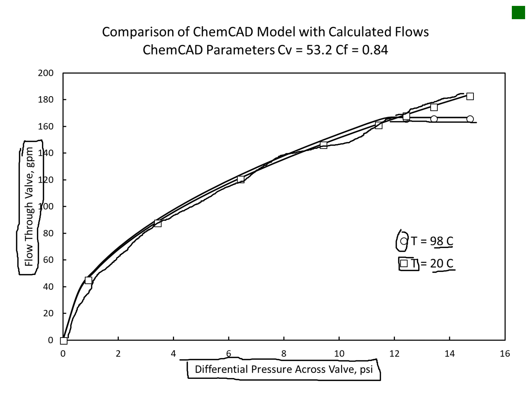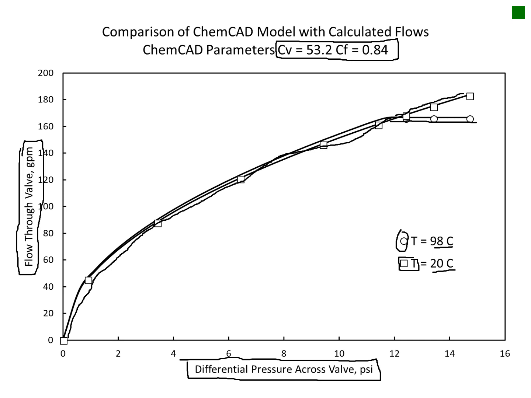And the ChemCAD model continues to increase at the 20 degrees C. But to get that to work out well, I had to do some manipulation of the critical flow factor C sub F that I use for the ChemCAD and the CV in order to fit the data. In this case, I used the same value of CV, 53.2, and my CF of 0.84, and I was able to predict the data quite well.